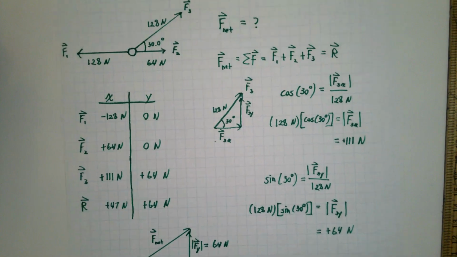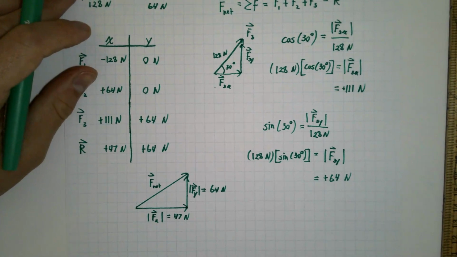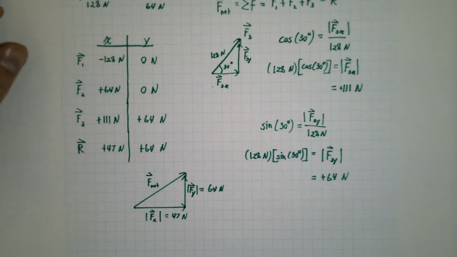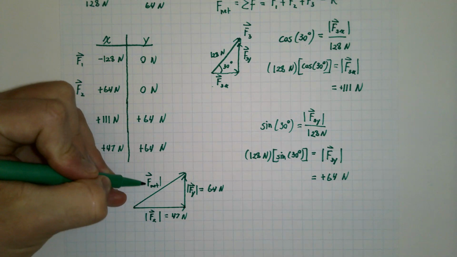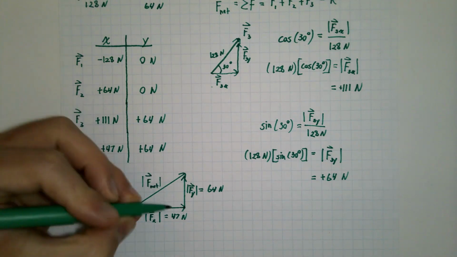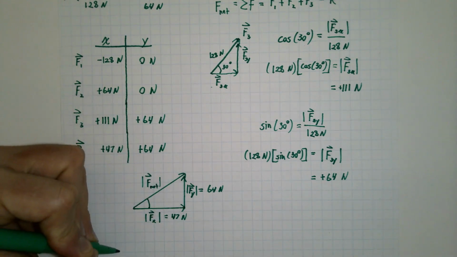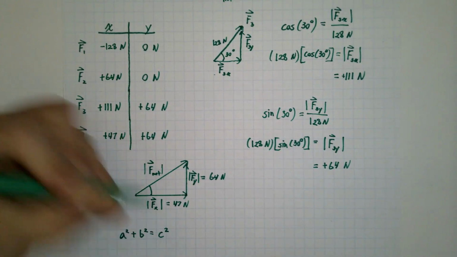Now our question is to find what is the net force. We found the components of the net force, but we have not yet found the actual net force. Remember, force is a vector. So when we say find the net force, that means we need to find both the magnitude and the direction. That means we need to find the magnitude of this net force. In this case, in this triangle's case, the hypotenuse, we can use a squared plus b squared equals c squared, the Pythagorean theorem.